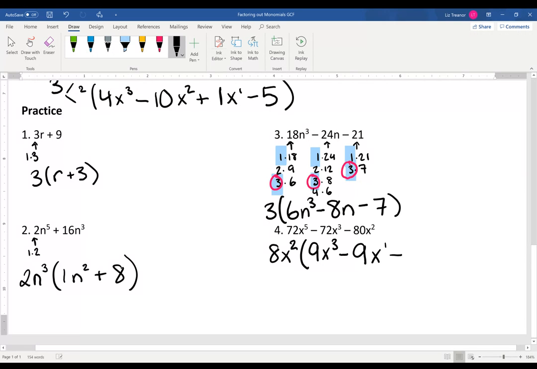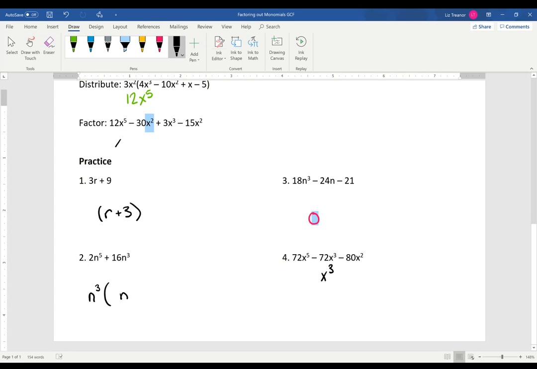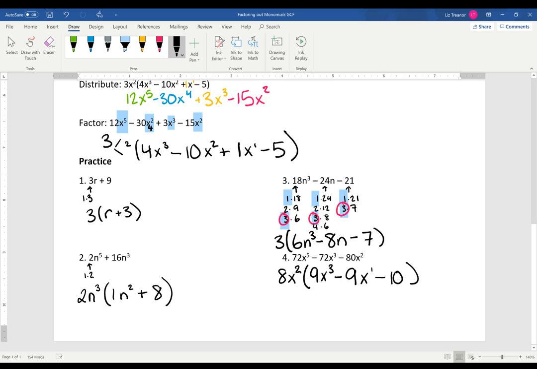Right, minus again. I have 8. I need 80, so I need to multiply by 10. I need x squared, but I already have x squared here. So we're done. Okay, and that is how you factor out a monomial from a polynomial.